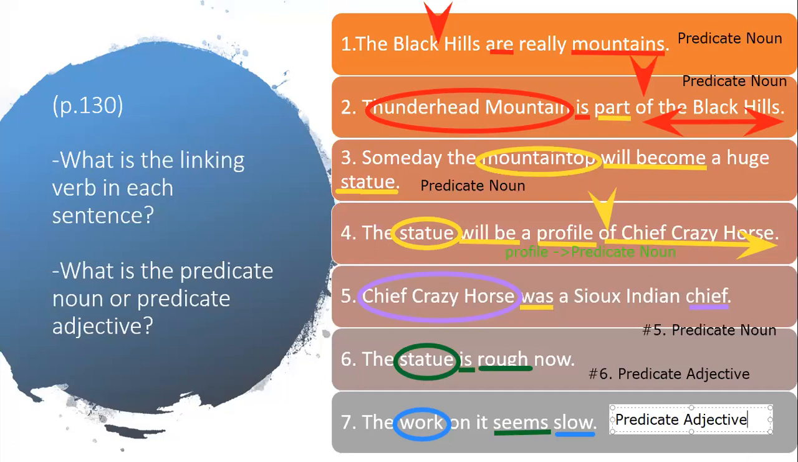Okay, so are you guys with me? Yes? Okay, so we still have a few more sentences that we have to work on, and we're almost done. Okay. Bear with me for a minute. Okay.